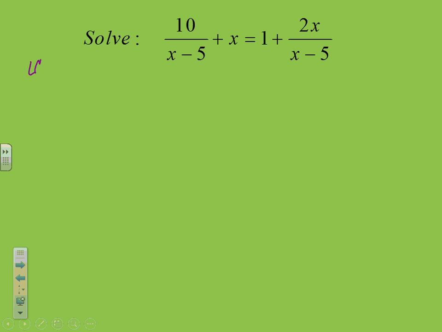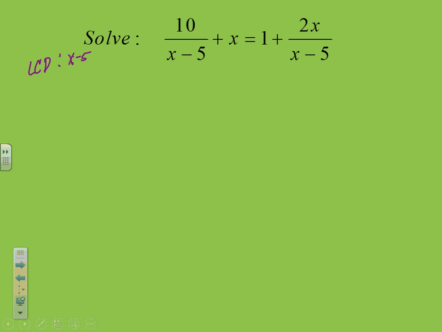So lowest common denominator. The 10 has a denominator of x minus 5, the x has a denominator of 1, so that really doesn't count since multiplying by 1 doesn't change anything. And over on the other side, we only have a denominator of 1 and a denominator of x minus 5, because there's really not a whole lot of variety. The lowest common denominator in this case is simply the x minus 5 expression.